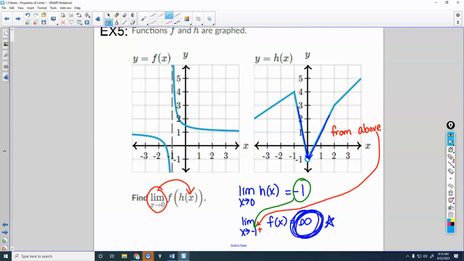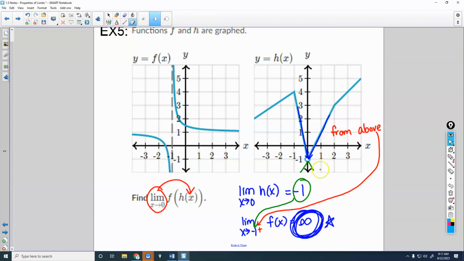So if it's pointing upwards, like both of them would be like that, and it does not exist. Yes, so for this problem, if they had both come from the bottom, then we would say it would be -infinity because we'd be looking at the left-hand side of this graph.